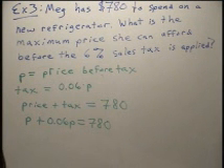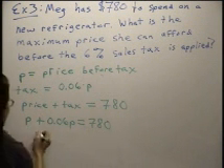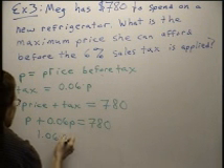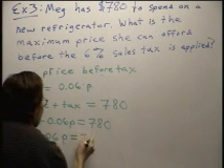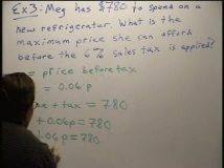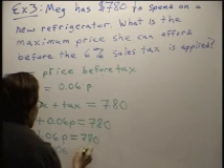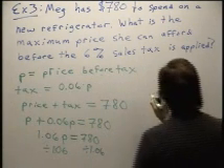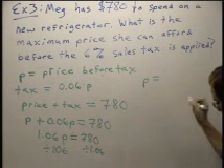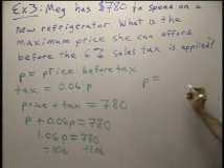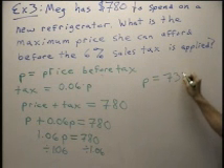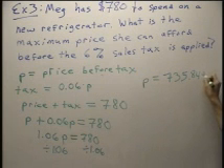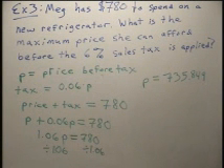There's our equation. Solving it, we simplify. 1P plus 0.06P makes 1.06P. And then we divide on both sides by 1.06. And we find that P is equal to 735.849 to 3 decimal places.